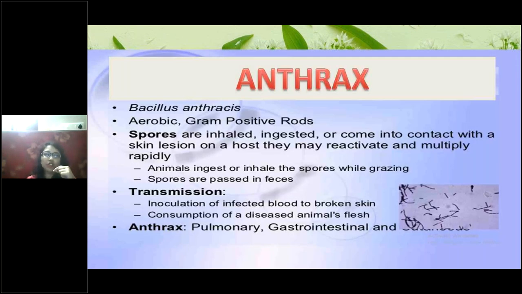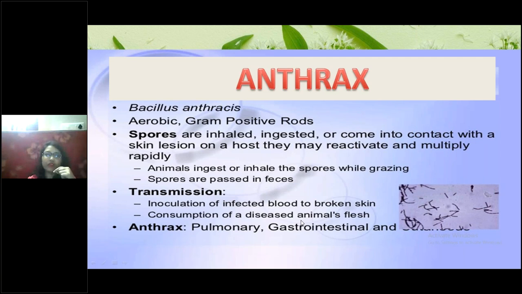So these are aerobic organisms. These are gram-positive rods, as you see in this picture. So these spores are inhaled, ingested, or come into contact with a skin lesion on the host, and then they may reactivate and then multiply rapidly. So infected blood to broken skin, or by consuming diseased animal's flesh, there can be pulmonary, gastrointestinal, or even cutaneous anthrax.